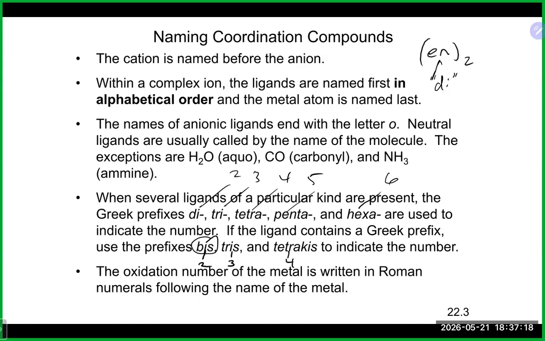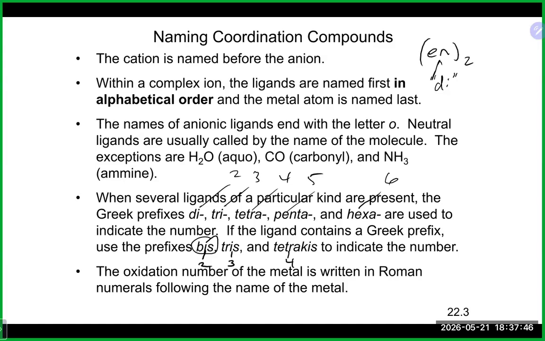Something unusual that we typically don't do in normal naming: for things like zinc or cadmium or silver, which have fixed positive charges, we typically do not use Roman numerals. But when you are naming these types of compounds, we actually do use Roman numerals. So for something like silver, we would put Roman numeral 1, even though it's a fixed charge. So we do include it.